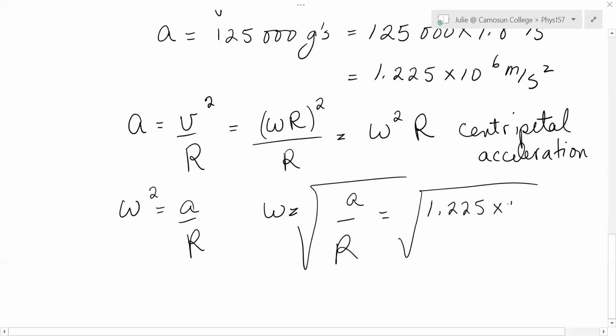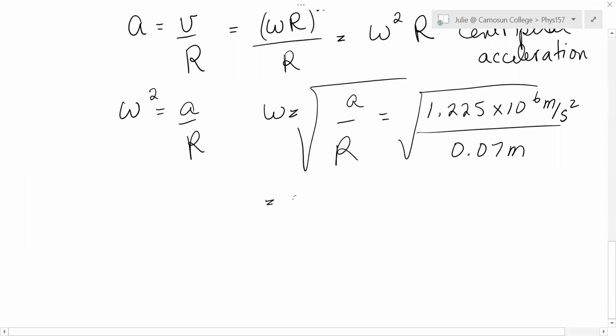1.225 times 10 to the 6 divided by 0.07 meters. And that gives us an angular frequency of 4 point... This is omega, 183 times 10 to the 3, and that would be rads per second.